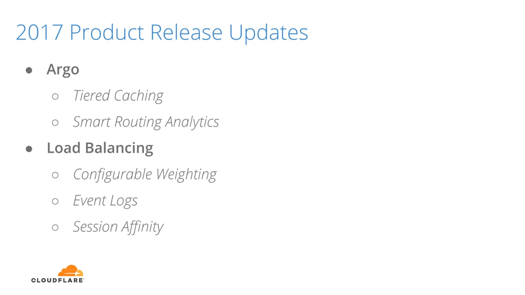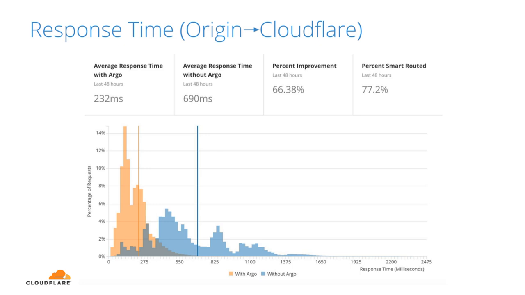Moving on to updates to 2017 products, specifically Argo and load balancing. Mm-hmm. Could you give us, for those who might not know what these products are, just a quick understanding of what they are, then the changes that have occurred over the last year? Yeah, definitely. So we covered tiered caching a bit, but along with tiered caching, we've also got smart routing analytics that goes along with Argo in general.